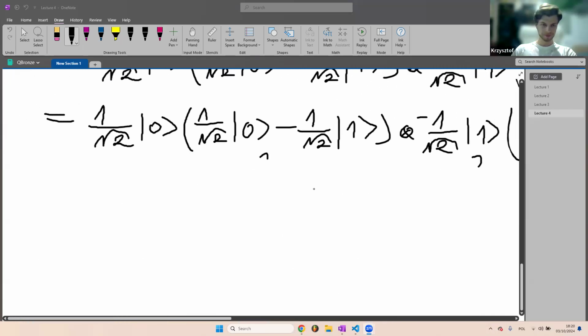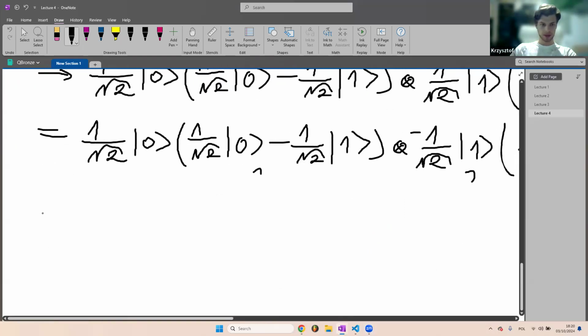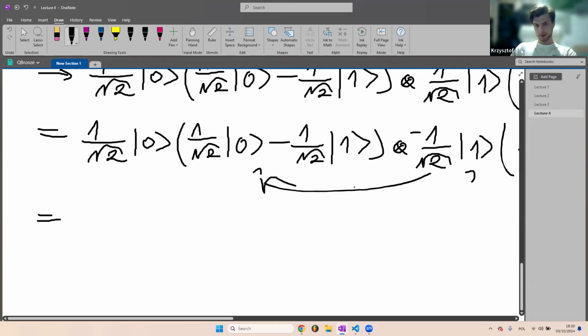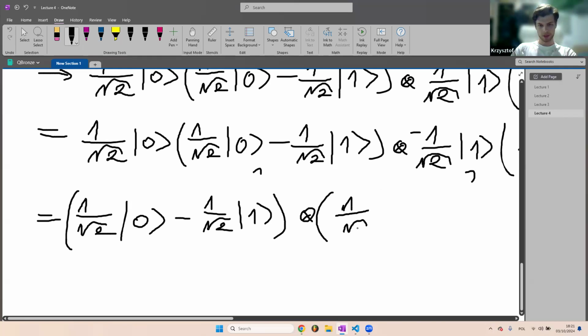So yeah, now let's go back to the form with two brackets. So let's try to combine those, and we will get 0 minus, because now we have minus 1 over square root of 2, 1 tensor product with exactly the same expression for the qubits.